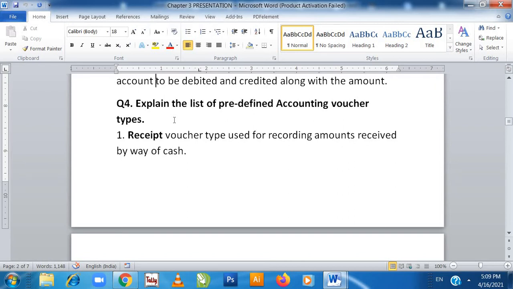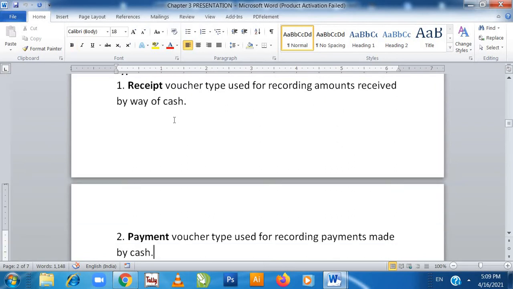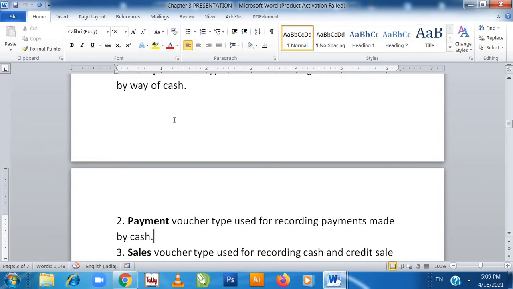Now what are the various vouchers there? Receipt voucher will be the first. Now what is receipt voucher? Used for recording amount received by way of cash as well as bank. Anything I have received in my business, either through cash or bank, will go under receipt. Now what is payment? Payment voucher type is used for recording payments made by cash or bank. Any payment I have done in my business comes under the payment voucher type.